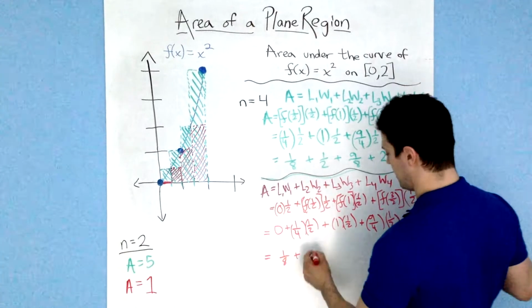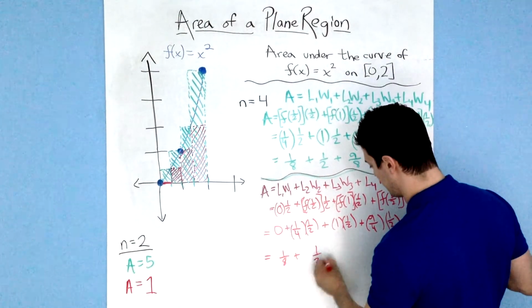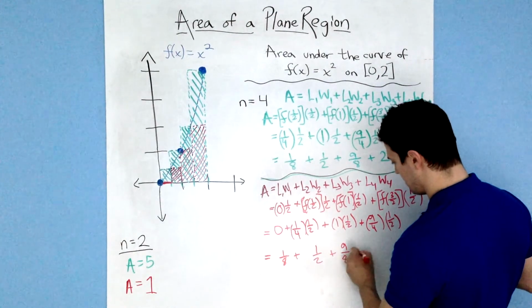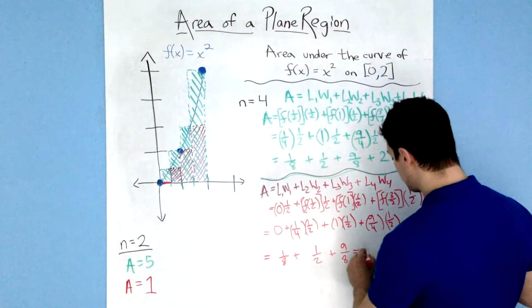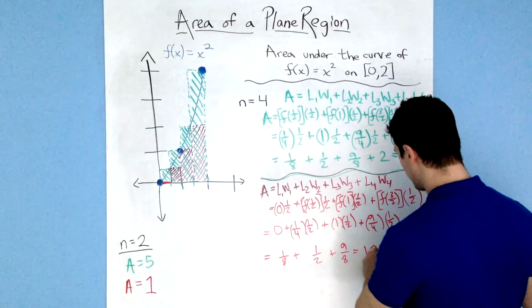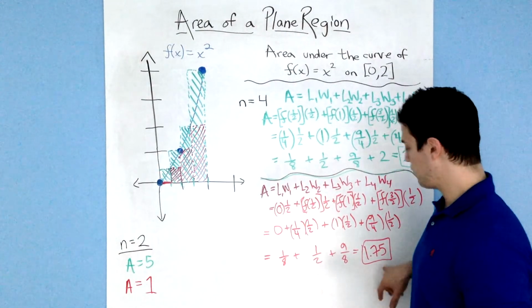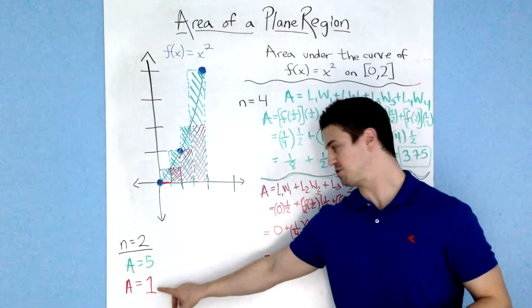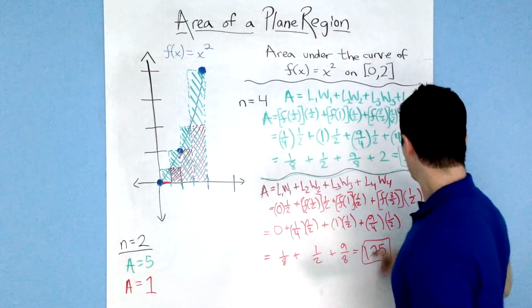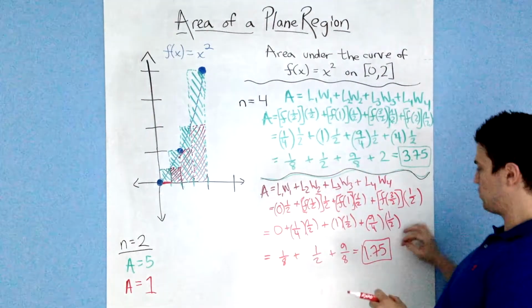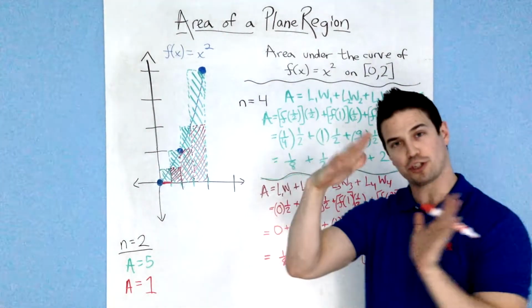So we have 1/8 plus 1/2 plus 9/8. So if you add these all up together, you should get 1.75 for your final area. Now if you see right here, it's 1.75. The first time we had n equals 2, we ended up getting 1. So as you can see, the area is still in between these two values. When it's in between these two values, we're just getting closer and closer to it.